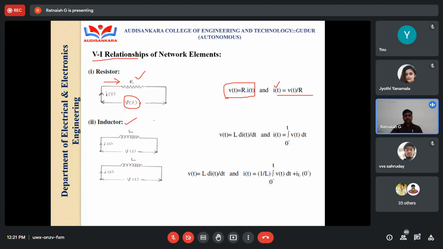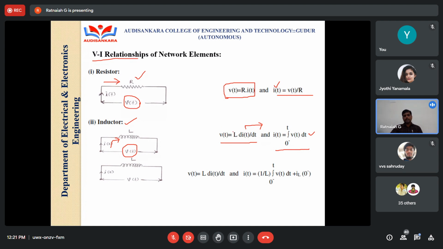Similarly, coming to the inductor, I take an inductor with voltage v(t) and current through the inductor i(t). The relation between voltage and current for the inductor is v(t) = L di/dt. And if you want to calculate i(t), take the integration on both sides from 0 minus to t, then I will get i(t) equal to the integral from 0 minus to t of v(t) dt. So you have to remember both equations.